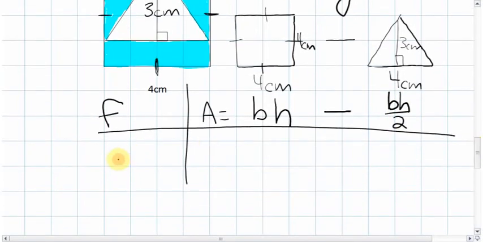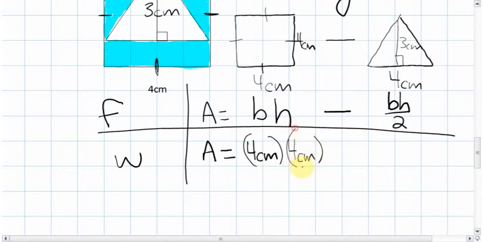Let's plug the numbers in. Our work. Area, we don't know. Base is 4. Height is 4. That's for the square. Now for the triangle. The base is 4 centimeters. The height is 3 centimeters. Don't forget to divide by 2 for the triangle.